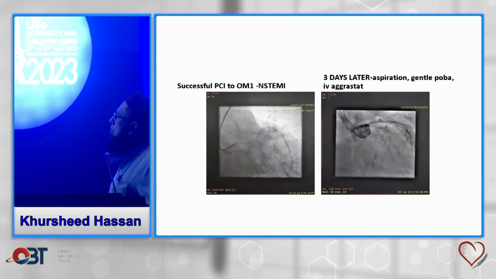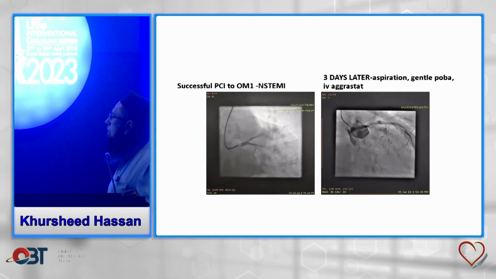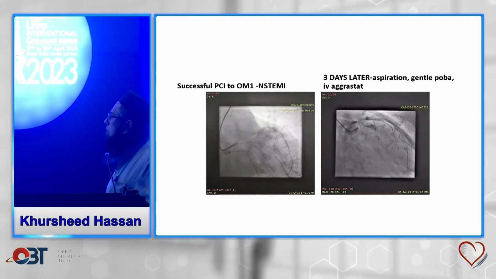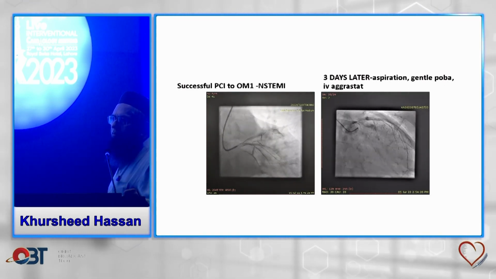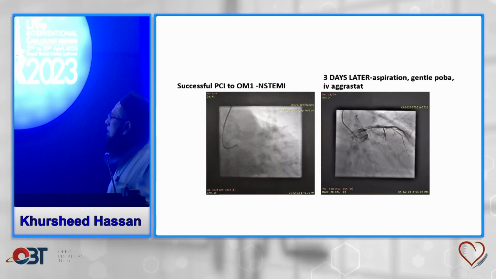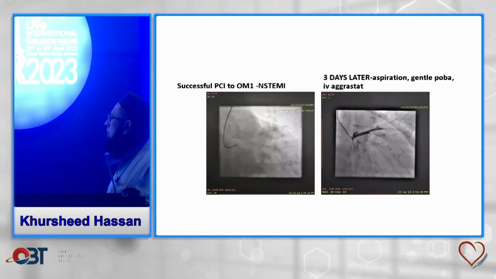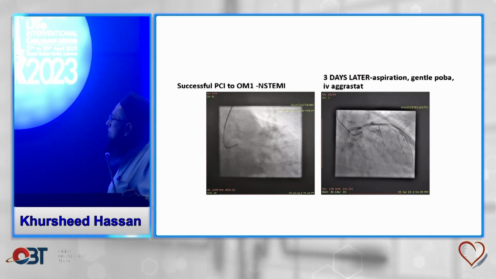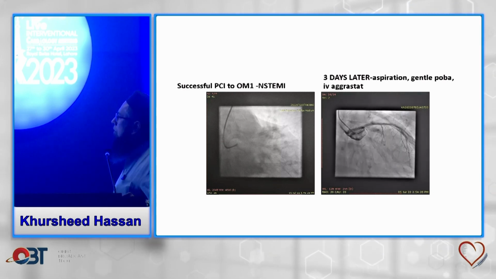Okay, so successful PCI to OM1, non-STEMI, looks good. Okay, 3 days later, STEMI, from non-STEMI to STEMI. So what we do is usually wire it, aspirate it, give IV tirofiban, and gentle POBA with a 2.0 balloon. Brought her back after 24 hours.